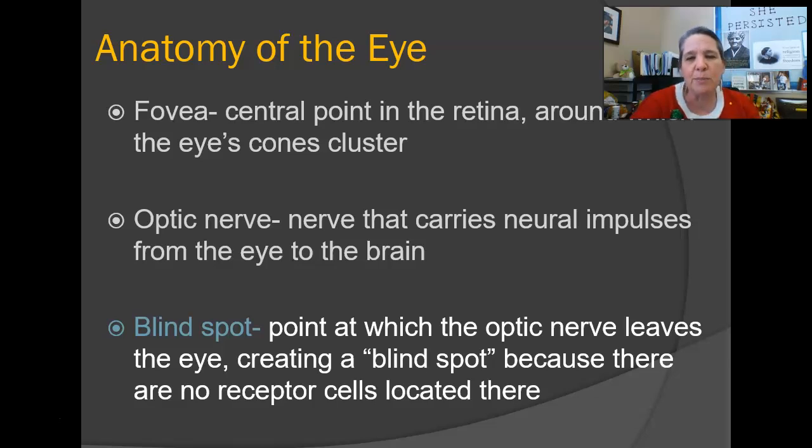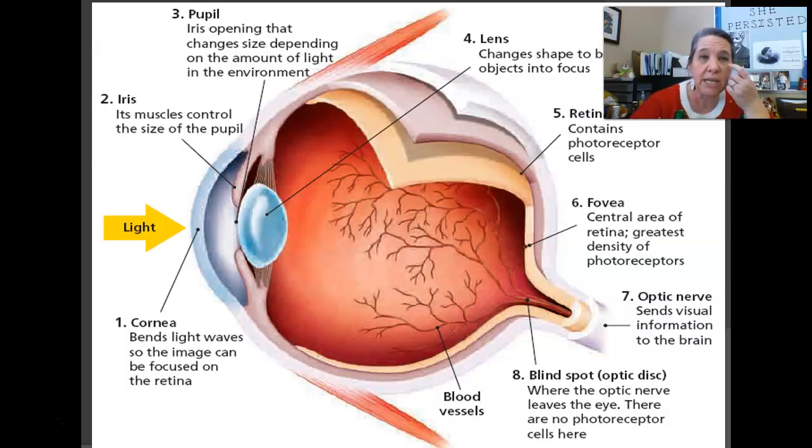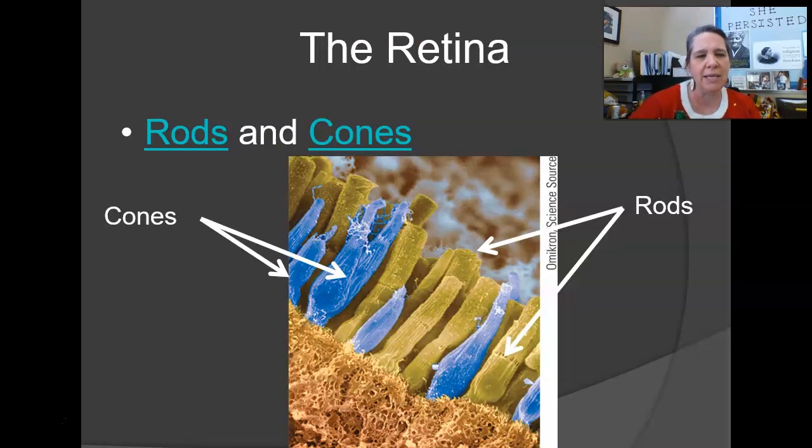There is a blind spot, okay, right in the back of your eye where the optic nerve actually leaves the eye, and it's called a blind spot because literally there are no receptor cells there. So it is a spot where nothing can be seen. Okay, here's a diagram of the eye, but like I said, we will be doing an actual diagram in class.